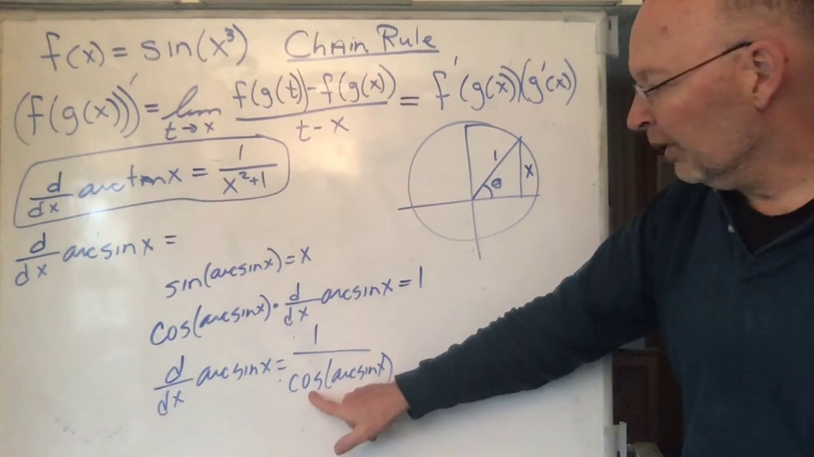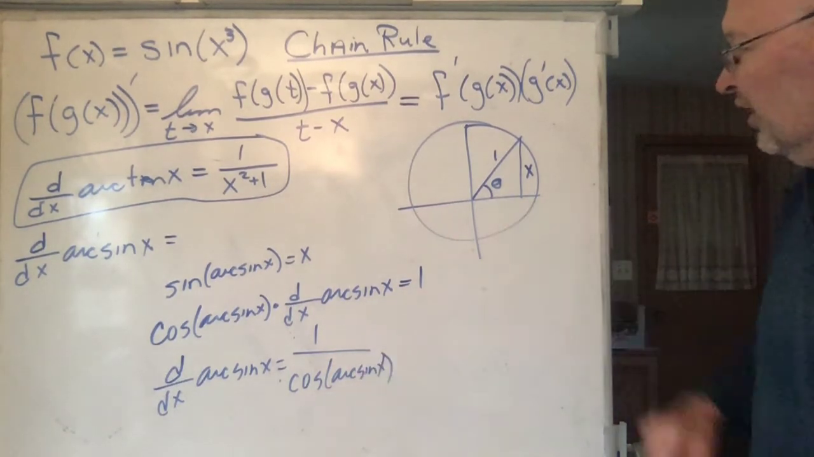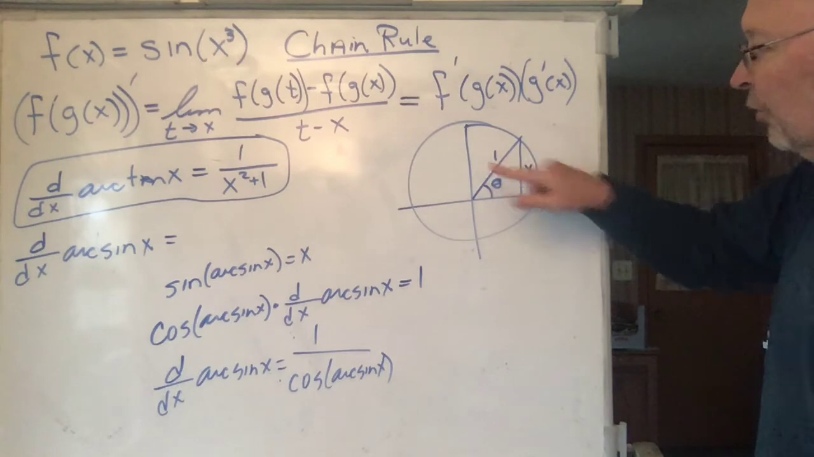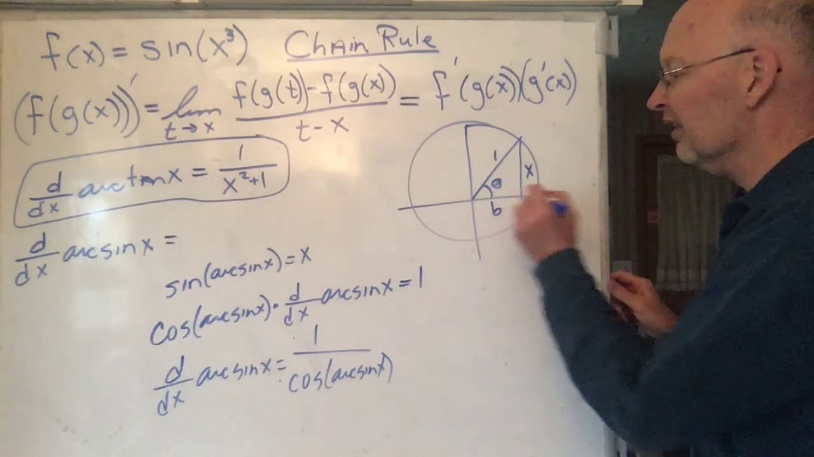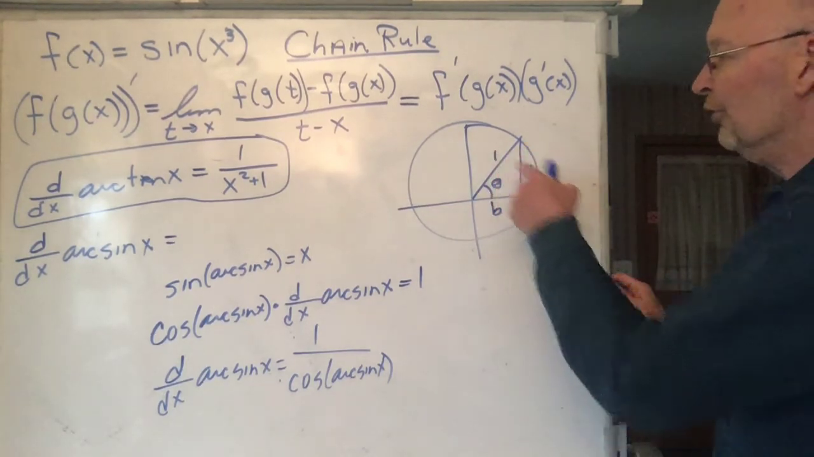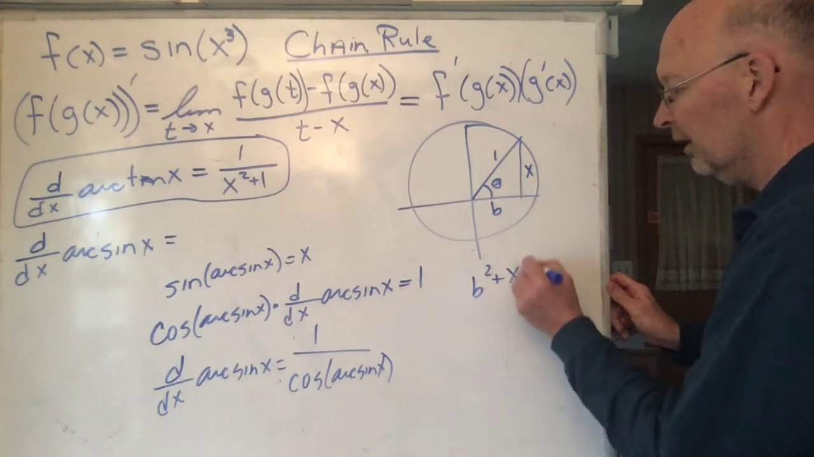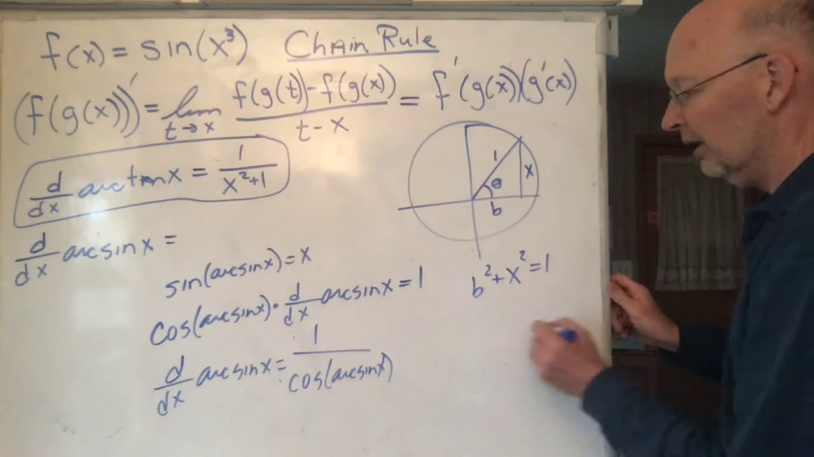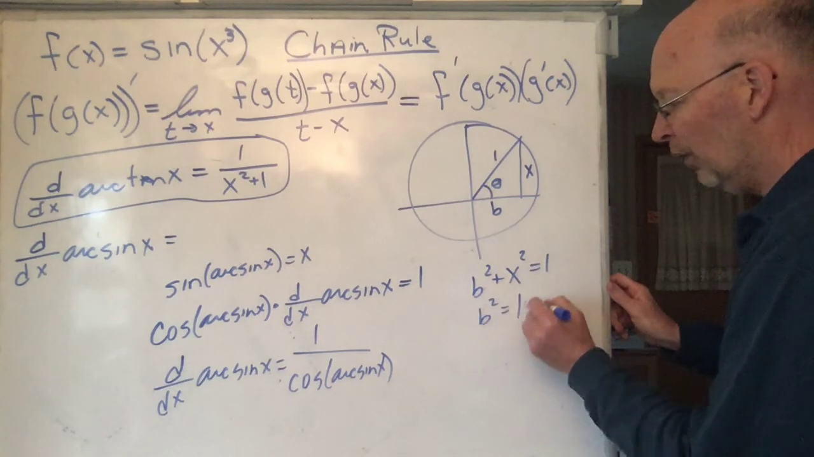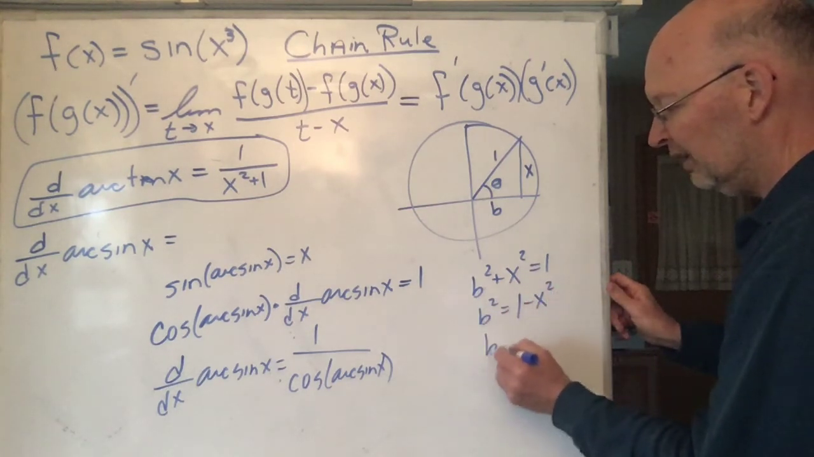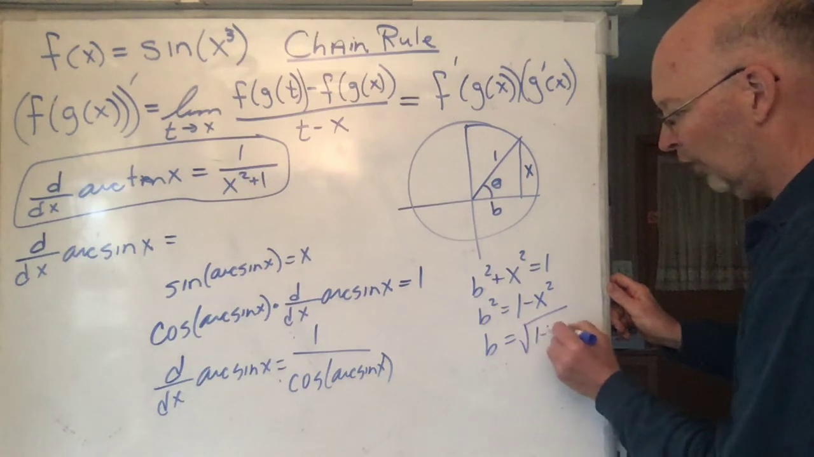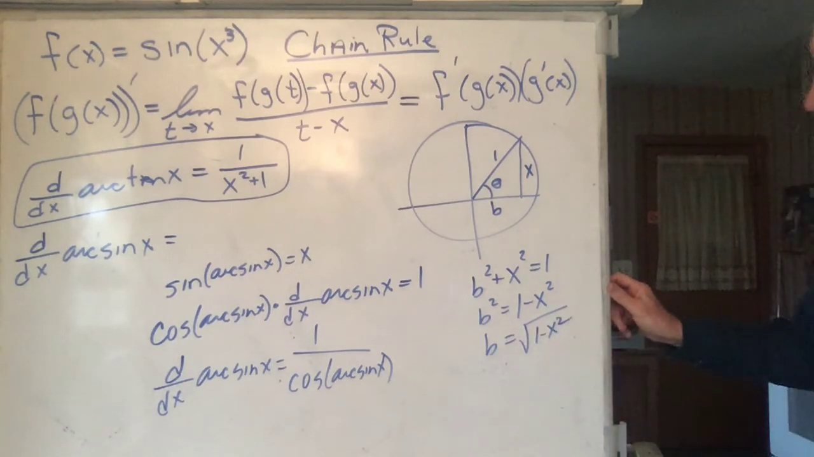Now that I have that, I want the cosine of that angle. What's the cosine of this angle? Cosine is this over this. Dang it, I need to know what this length is. Let's solve for it. Using Pythagorean's theorem, b squared plus x squared is equal to 1 squared. b squared is equal to 1 minus x squared. b is equal to the square root of 1 minus x squared. So there's b.